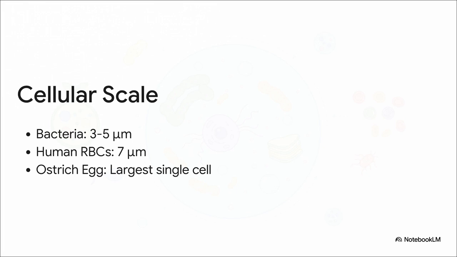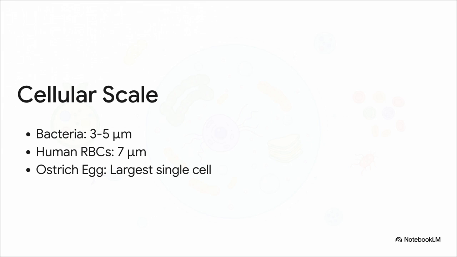If mycoplasmas are 0.3 micrometers, typical bacteria sit around 3 to 5 micrometers. Moving up, human red blood cells are about 7.0 micrometers in diameter. Now, you might be wondering, why don't we have cells the size of elephants? Well, it mostly comes down to the surface area to volume ratio. Cells generally have to remain small to efficiently transport nutrients in and get waste out. But there are fascinating exceptions.